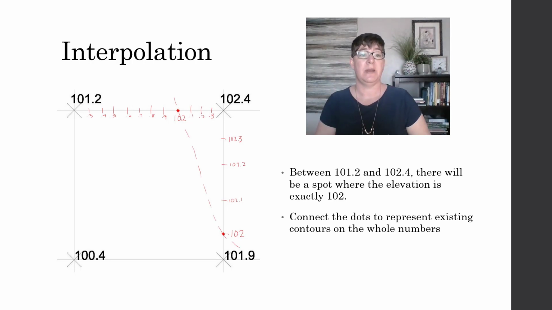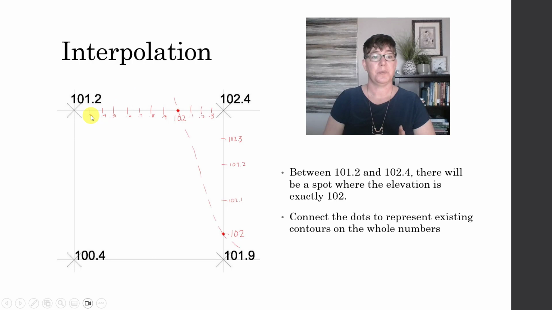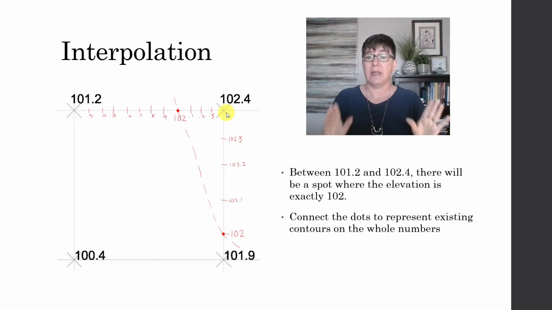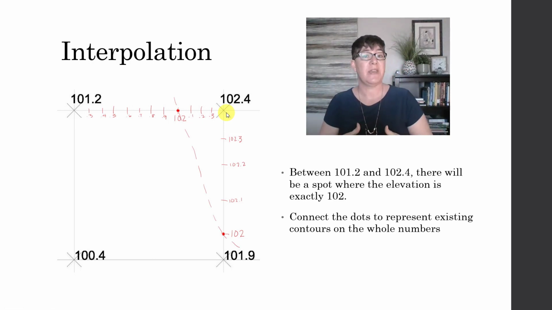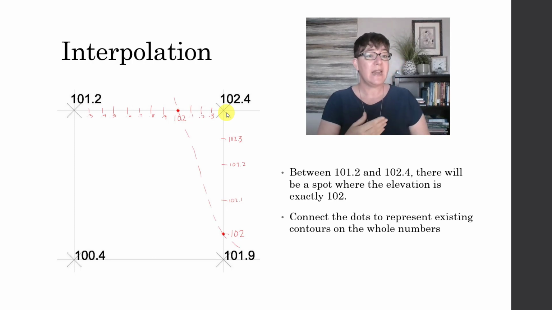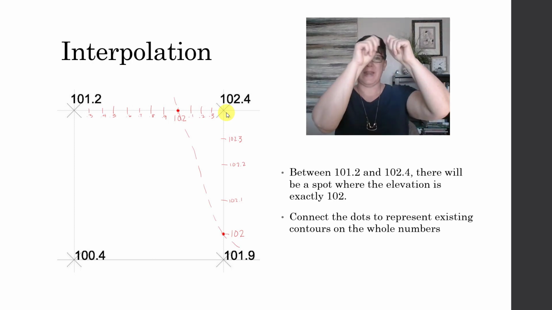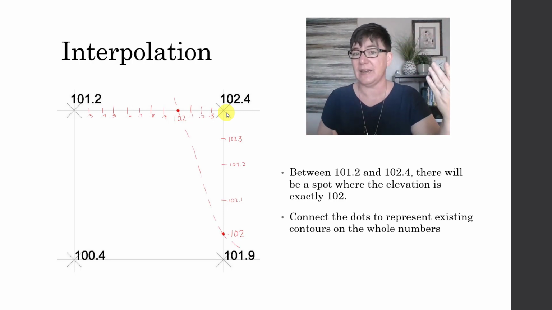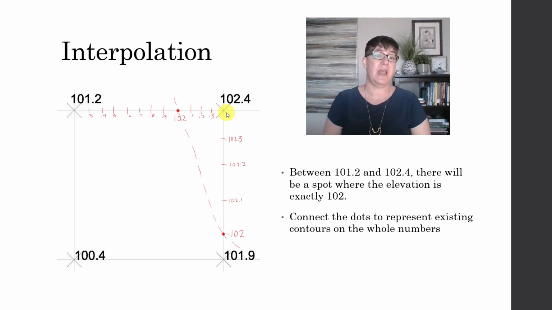In our example here, let's look at the line in between 101.2 and 102.4. Somewhere in there, mathematically, there's got to be a spot where the elevation is exactly 102. And that's where we want to place the contour line. Once we find that spot, we will find all of the spots on the site plan that match 102 exactly, and connect the dots to represent those existing contours. The contours are going to be on the whole numbers.